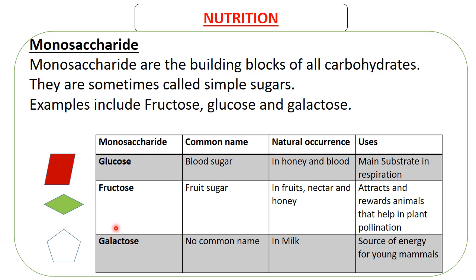Then the last one is galactose, which has no common name but is found in milk. What are its uses? Milk is usually food for young mammals, so galactose acts as the only source of energy for young mammals. For example, a baby can't eat solid food like shima, so they depend on this galactose for energy.